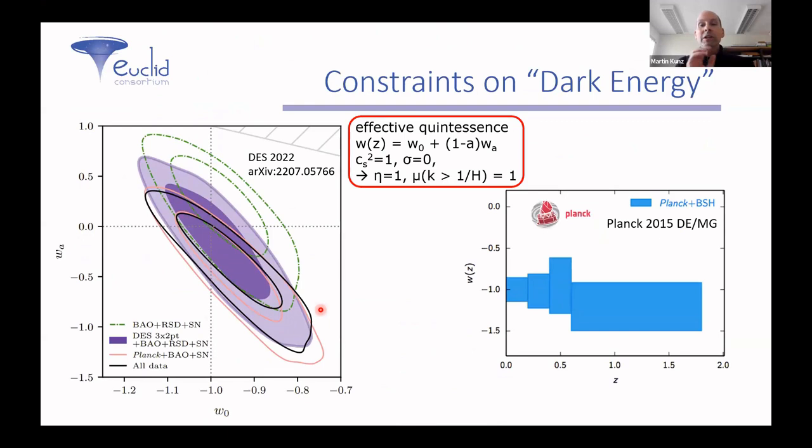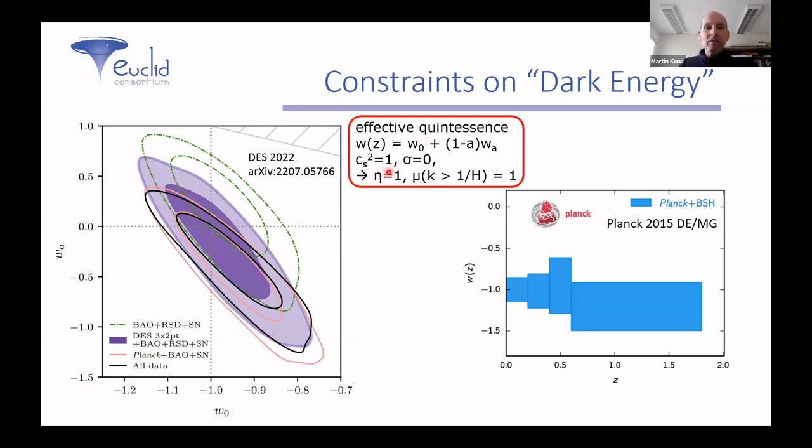Okay, so what do we know currently about dark energy? There is a recent paper from the Dark Energy Survey that shows an effective quintessence model that has a certain equation of state, here modeled in the CPL parametrization.